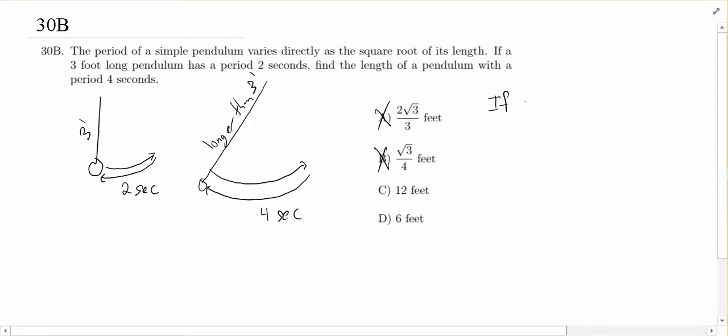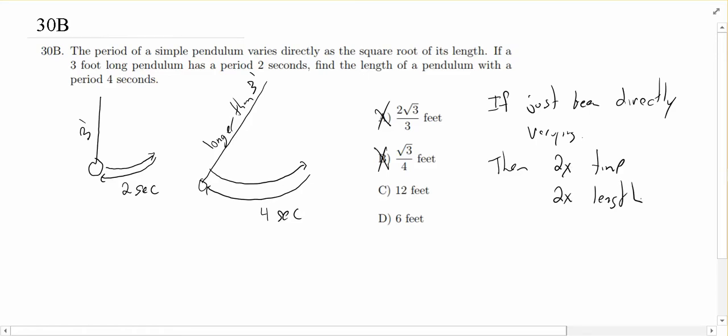if the problem had just been directly varying, then doubling time would mean doubling the length. So if the problem just said that the period or the time varies directly as the length, then the fact that we doubled the time from 2 seconds to 4 seconds would mean we doubled the length from 3 feet to 6 feet. But that's not what the problem says.